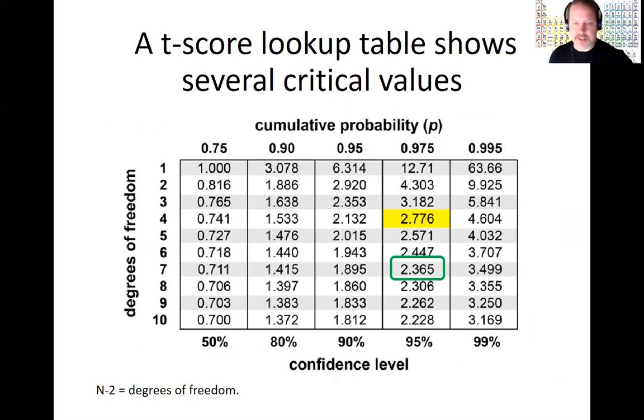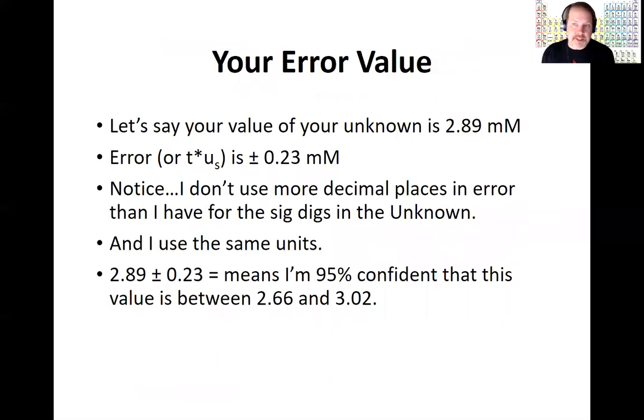So with a 95% confidence level, we can say, in this particular example, if the unknown was calculated to be 2.89 millimolar, out of that example that's in the YouTube video and from our textbook, the error was 0.23 millimolar. A couple things to notice. I have 2 decimal places here, just like my value does, so you can't add more significant digits just because your spreadsheet gave you more. You have to think about significant digits always and use the same units.